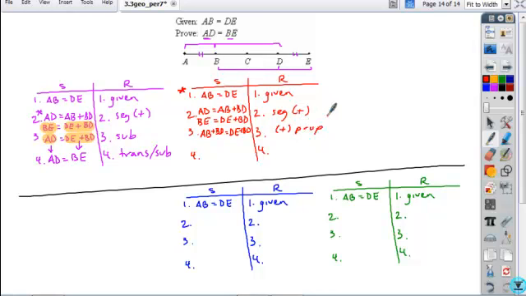And then now what can I replace? So now when I look at this, what is AB plus BD equivalent to? It's equivalent to AD, so I can replace that with an AD. And what is DE plus BD equivalent to? In statement 2, I see it's equivalent to BE.